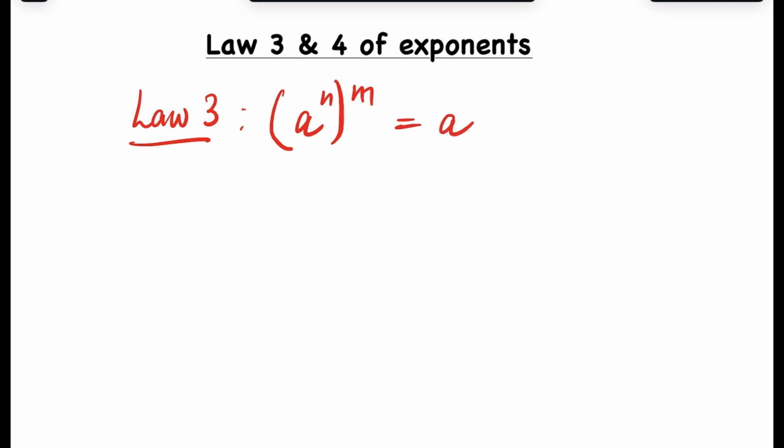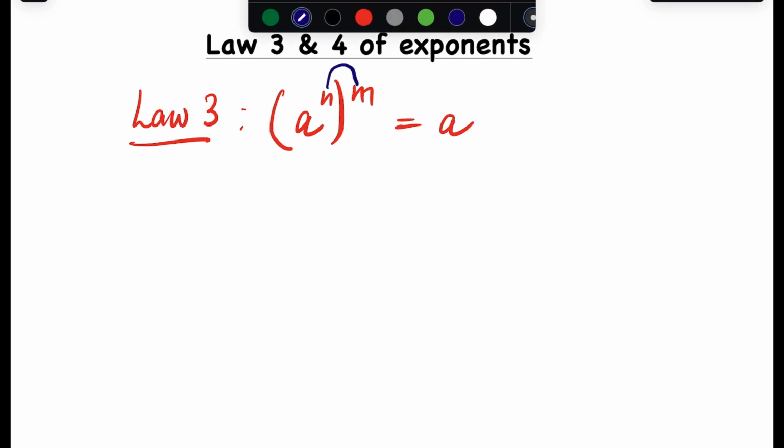We're going to look at law 3 and law 4. When it comes to law 3, we have a base of a to the power n, and outside the bracket there's power m. So what is happening there, guys? This m that is outside multiplies the power that is inside the base. So you're going to multiply the n with the m, so it's going to be n times m.